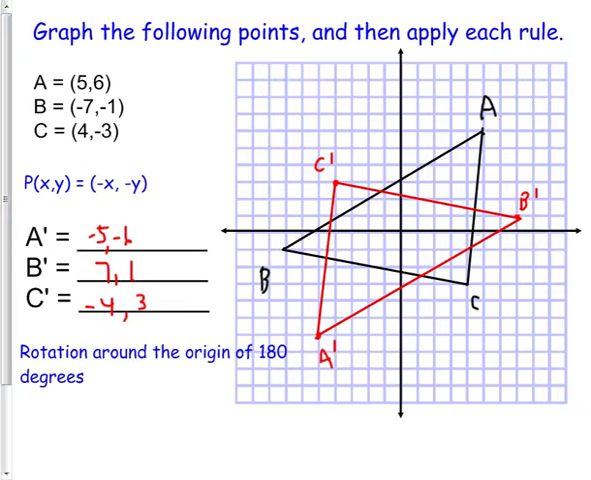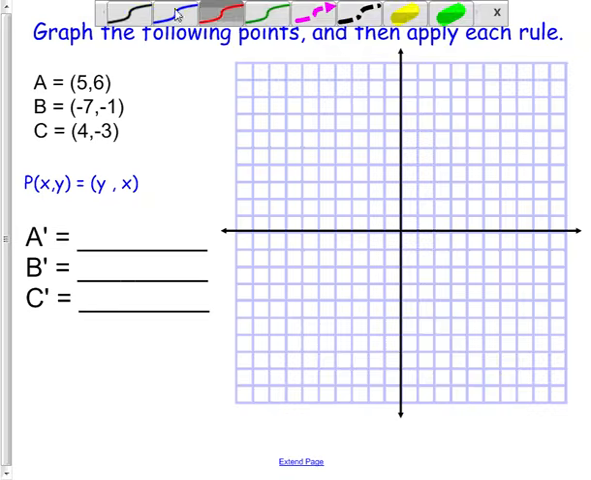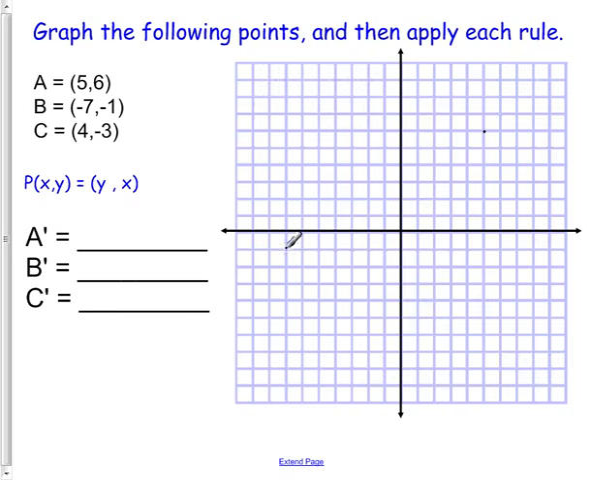Okay, last one here for the day. What we're going to do is flip the x and the y and see what happens there. So, same procedure, 5, 6. -7, -1. 4, -3. We'll label them A, B, and C. Okay, and I'm not going to connect them this time. We're just going to see where the dots end up.